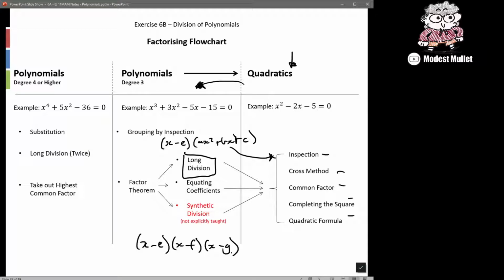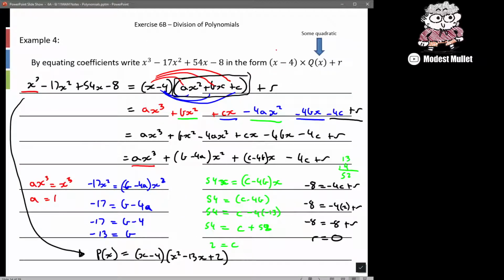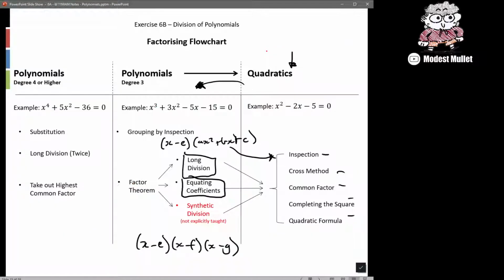So we've done that. We've also shown you briefly how to do equating coefficients. What we still need to show you is how you get that original factor. So here we already told you the x minus 4. So this thing called factor theorem, that's where we'll be moving towards, is how to figure out what that initial thing we should divide by.